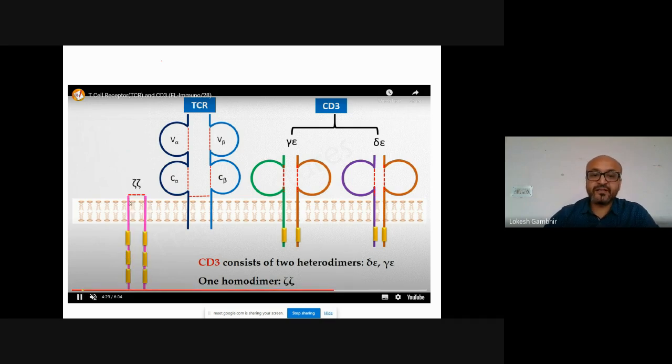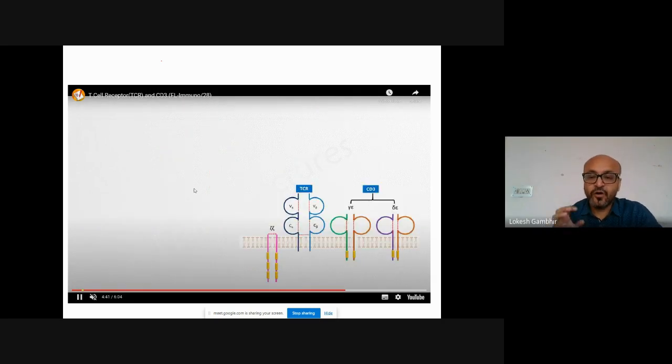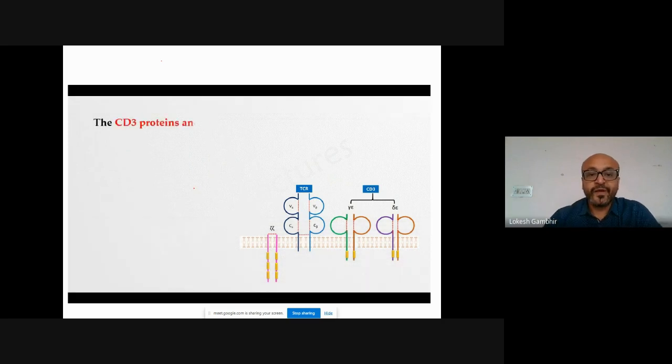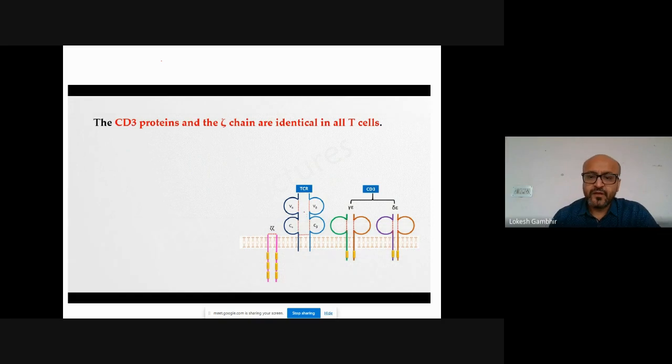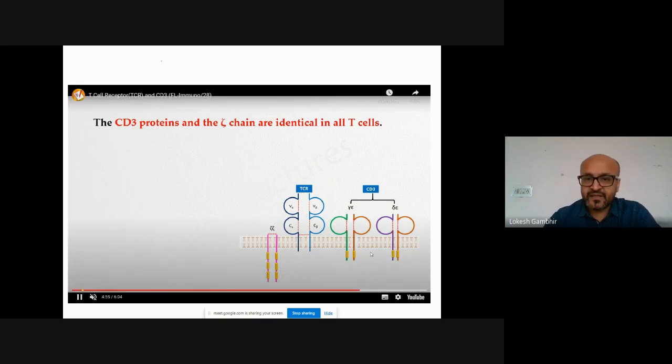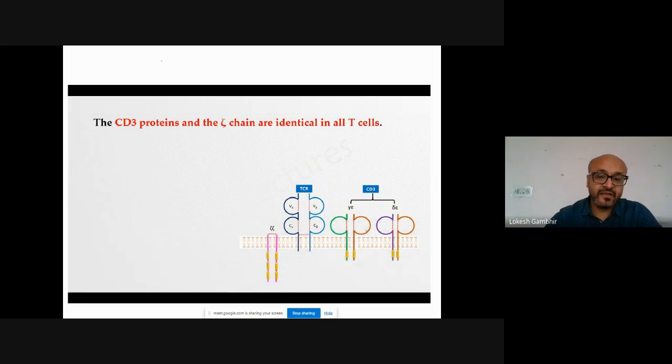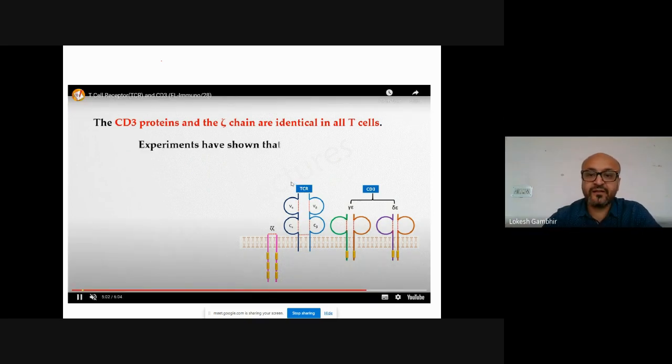Then I told you that there is another set of chain, that is zeta chain, and you can see that there are multiple item molecules that are present. So if these 3 molecules collectively at CD3 are helping this, then the transduction or conveying the message becomes very, very easy for the cell. Now, if we talk about different types of T cells that are present, this zeta chain and the CD3 proteins are identical in all the types. The difference in the T cells arises because of the T cell receptor.